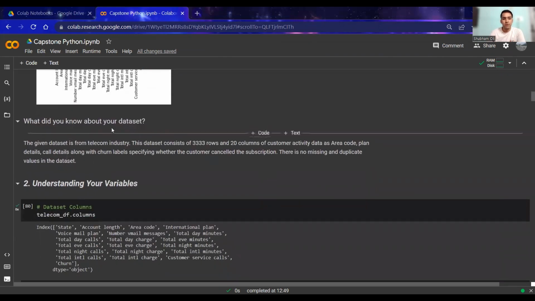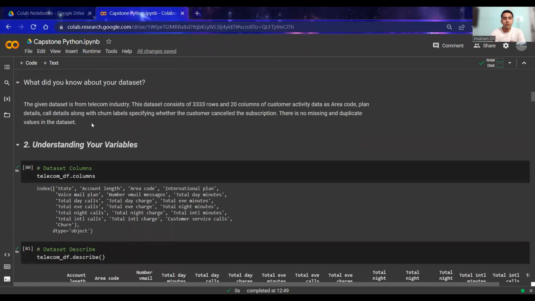And now the question is, what did we know about our dataset? So the given dataset is from the telecom industry. This dataset consists of 3,333 rows and 20 columns of customer activity data such as area code, plan details, and call details, along with churn labels specifying whether the customer cancels the subscription. There are no missing or duplicate values in the dataset.